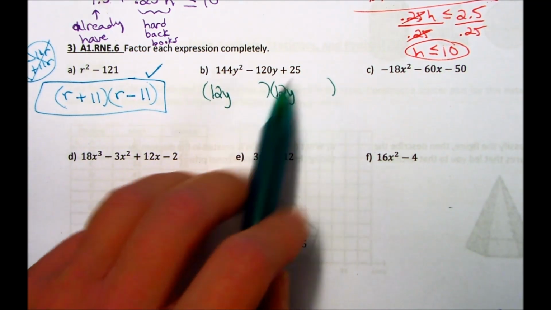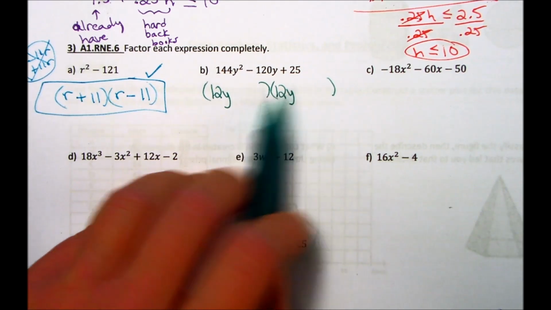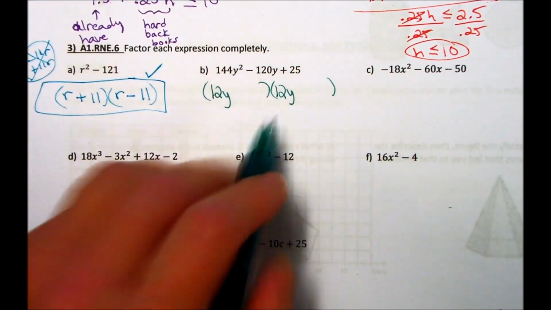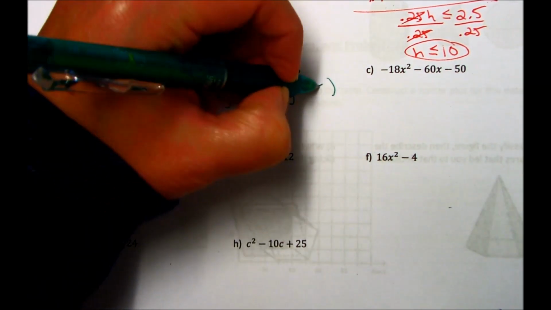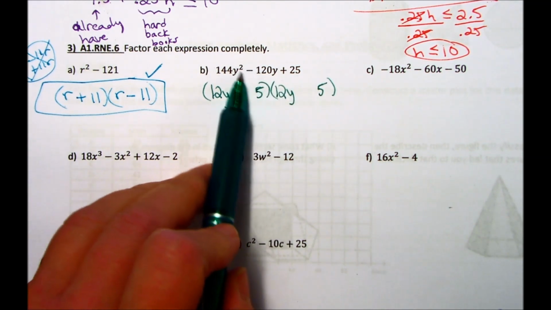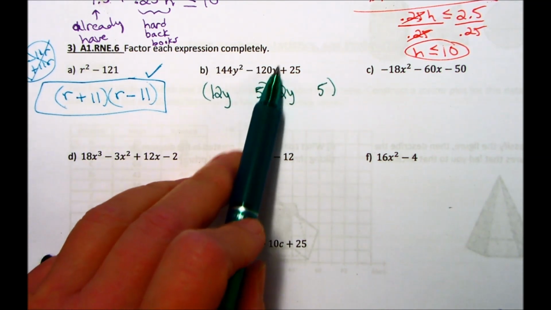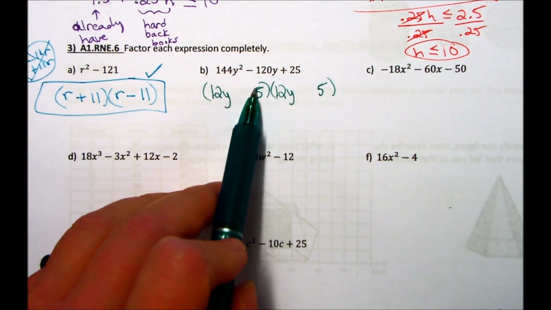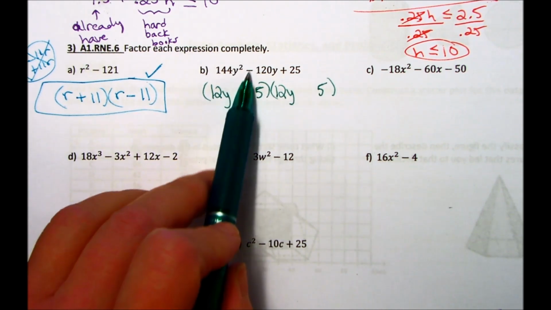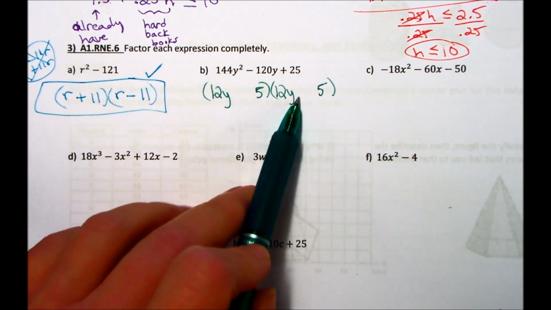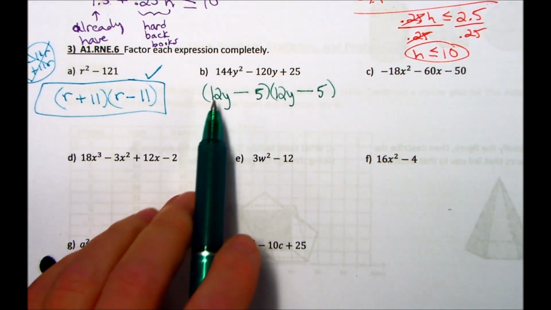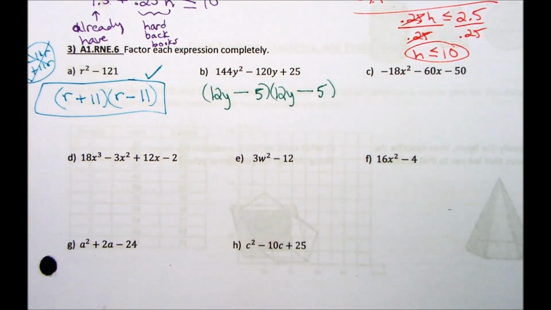The 25 is my last term, so these two numbers in the binomials have to multiply together to equal a positive 25. So I'm going to just try 5 and 5. Now looking at my signs, since this middle term is negative and this last term is positive, the only way that we're going to get a positive 25 here is if our signs are the same. But the only way we're going to get a negative in the middle is if they are both negative. So this is my guess that it's going to be 12y minus 5 times another 12y minus 5.